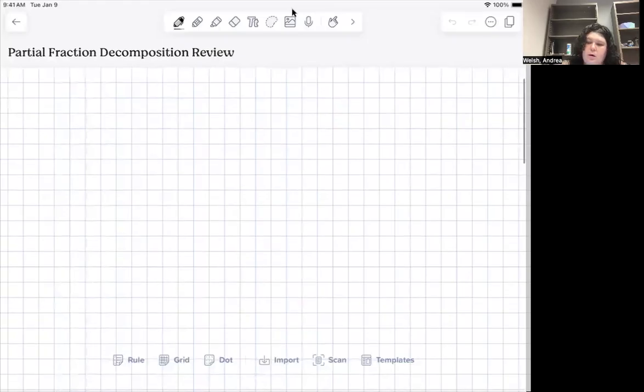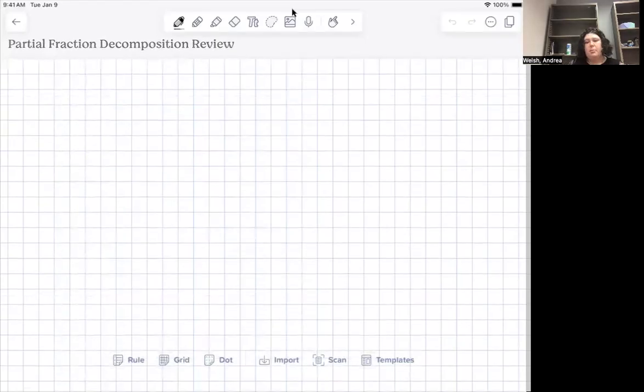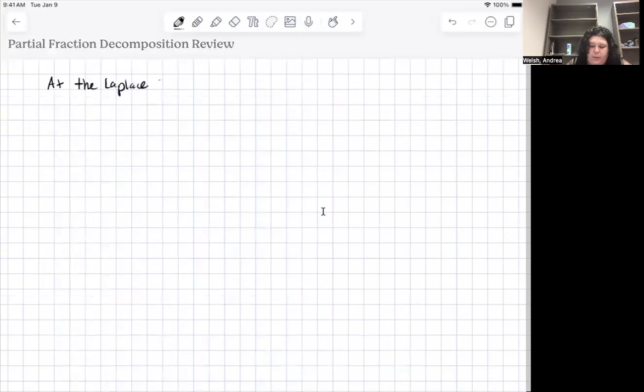Okay, well, great. We're going to review partial fraction decomposition. It's really important to understand how to do partial fraction decomposition, because if we look at the Laplace transform table, what we see are certain forms that we want to be able to match.